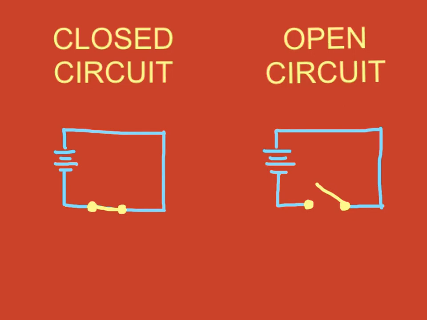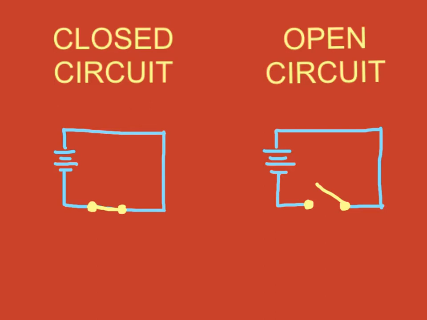In a closed circuit, the flow of electrons is uninterrupted. There are no breaks in the wire through which the electrons are flowing. So it goes from the battery, the positive end, across the wire, and if there are any loads or switches, they will be connected so that the electrons can flow all the way back to the battery again.